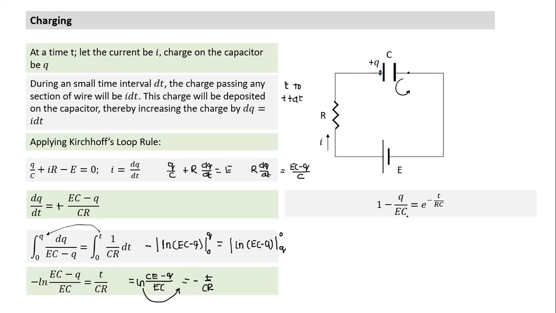So we can easily get the value of Q. We rearrange the term here, and that's the equation you get. It's a very simple manipulation. So Q is equal to EC into (1 minus e raised to the power minus T by RC). That's the equation we get here. And sometimes EC can also be written as Q naught. Yes, Akash, do you have any question?